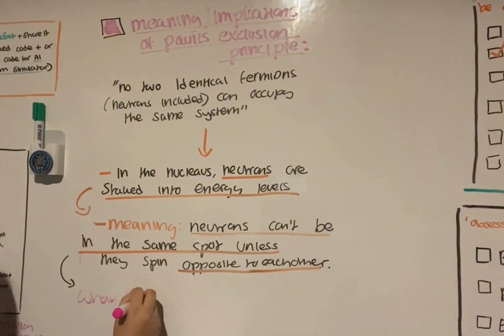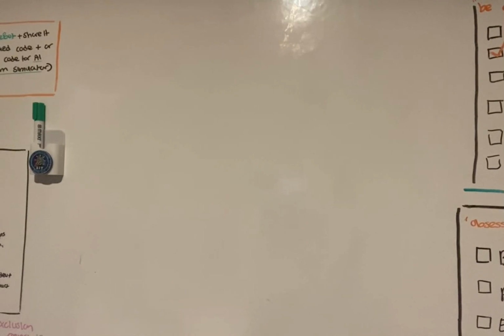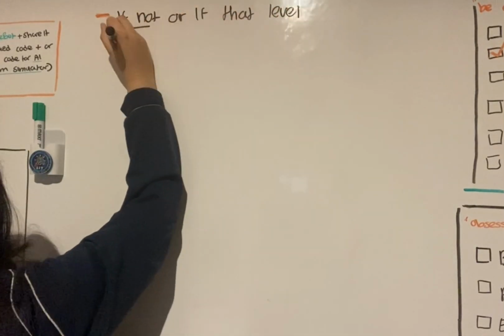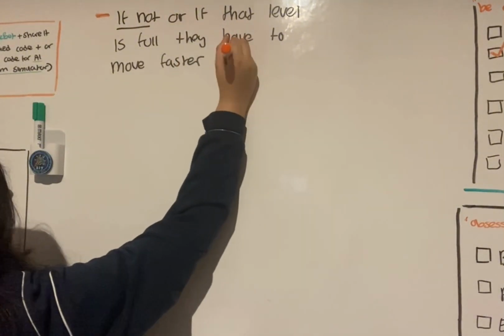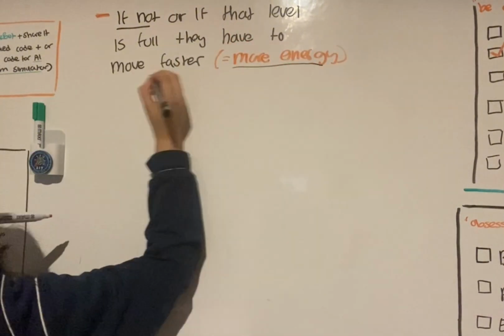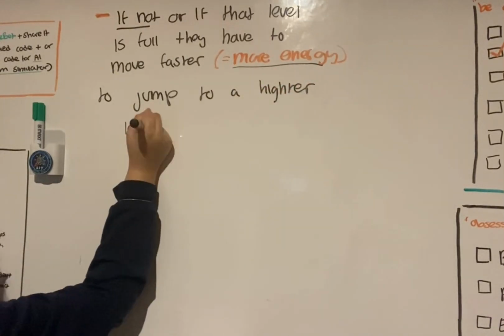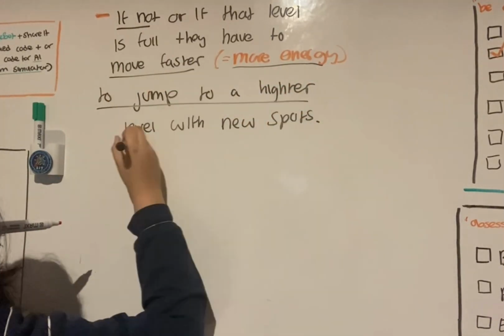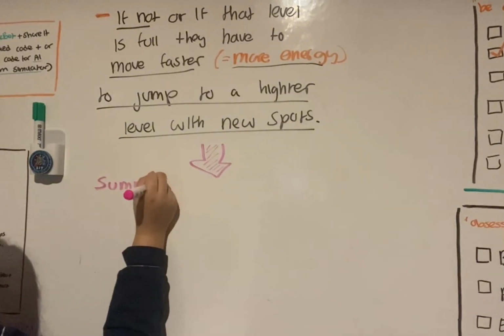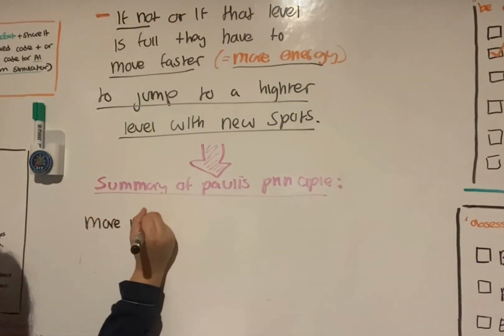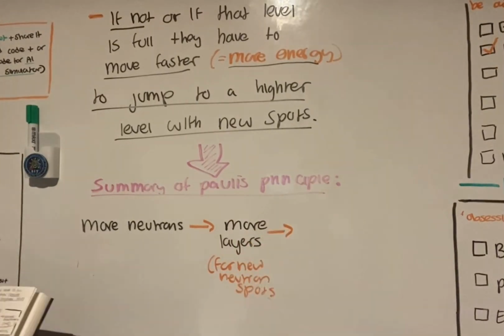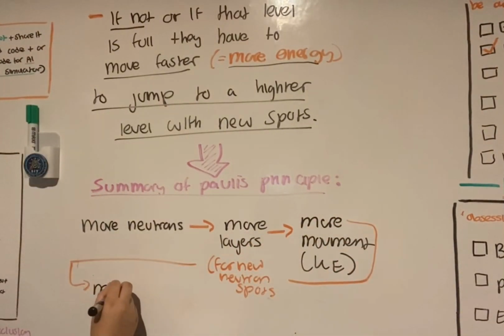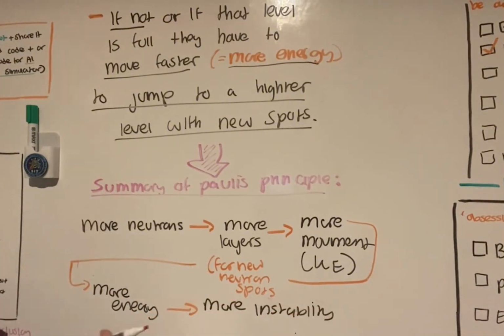So what exactly happens if they do have the same spin and are in the same energy level in the system? Well, if they do have the same spin and are in the same energy level, or if that level is full, the neutrons have to move faster, meaning more energy, to jump to a higher level with new spots. So in summary of Pauli's exclusion principle's implications to fission, more neutrons equals more layers for new neutron spots, which equals more movement, kinetic energy, which equals more energy, which equals more instability.